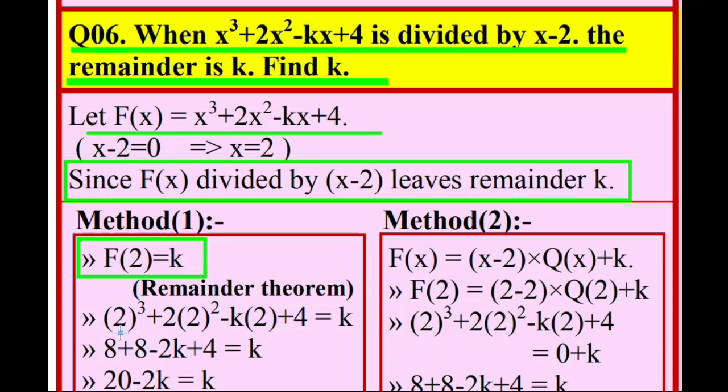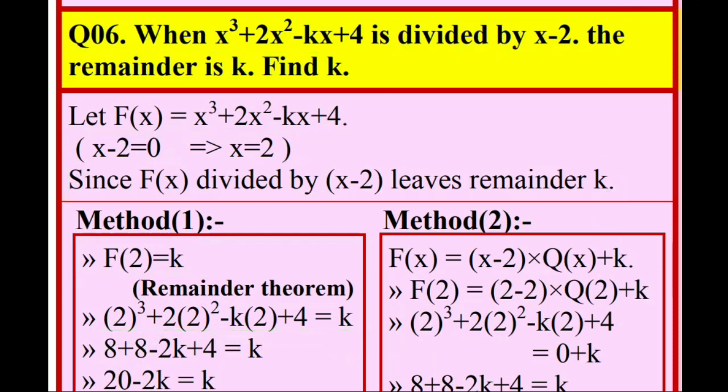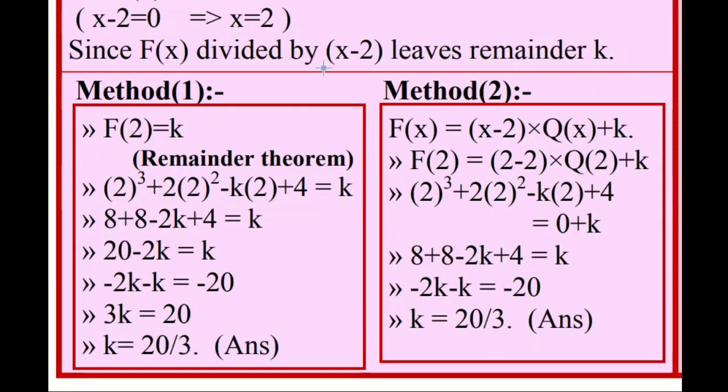Now we write the value of f(2) here by replacing x with 2, and that is to be equated with k, because the question says the remainder is k. So here the value of f of 2 is this much, that gives the remainder according to the theorem, and the quotient says that the remainder is k. So the whole expression is equated to k, and now we simplify the expression and get the value of k, that comes 20 by 3.